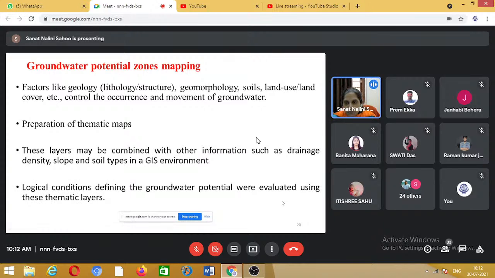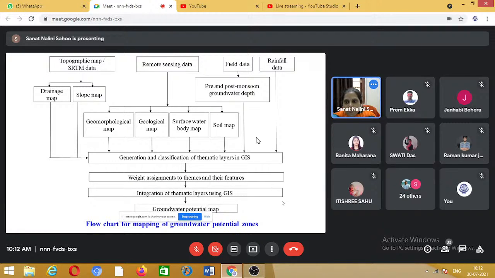So of course, this requires a higher standard of study to pursue this sort of application. Now, for this groundwater potential mapping, you need different types of data. You need a topographic map, which is nothing but your DEM. You need remote sensing data like your geomorphological map, geological map, surface water body map, soil map.